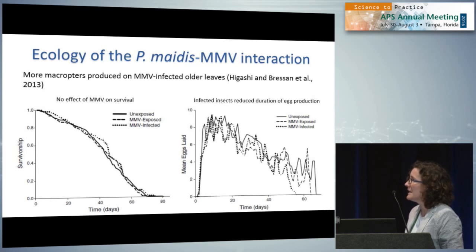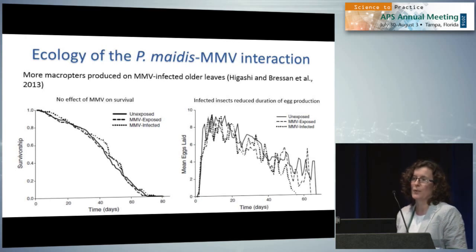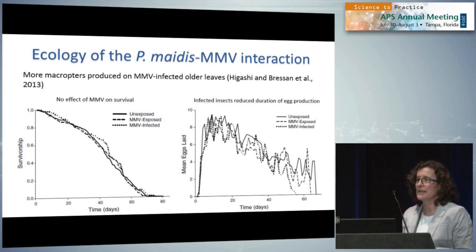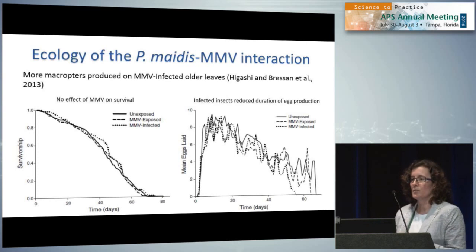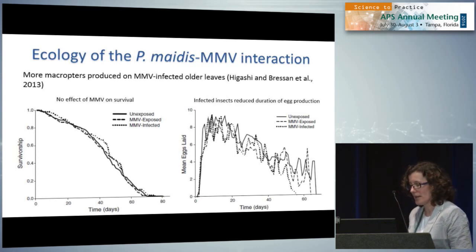Higashi and Brisson have done some nice work looking at the ecology of the P. metis MMV interaction, trying to understand how this virus-vector interaction in the plant can coexist and influence each other. One thing they found was that more of those winged forms were produced on MMV-infected older leaves. So that could be important. As the quality of the plant is going down, you have more of those winged forms that can move the virus to a new host for success of the virus.